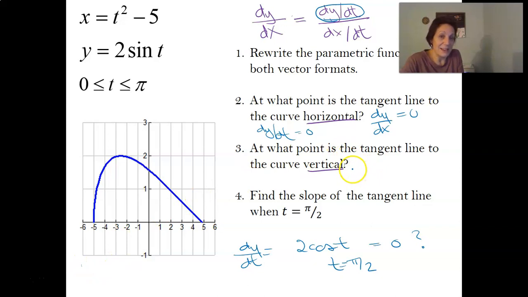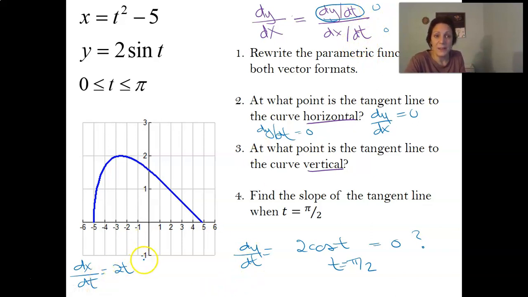I'm going to use dx dt to answer number 3 as well. So dx dt in this case is just 2t. So I know I will have a horizontal tangent line when dy dt is equal to 0. That's going to happen at pi over 2. So all I have to do is double check and make sure that my dx dt isn't also going to be 0, and it won't be. Now think about this. If this numerator is 0 and this denominator is 0, that's what we learned back in the day. It's called an indeterminate form. So we'd be in trouble. That's why they can't be 0 at the same time.